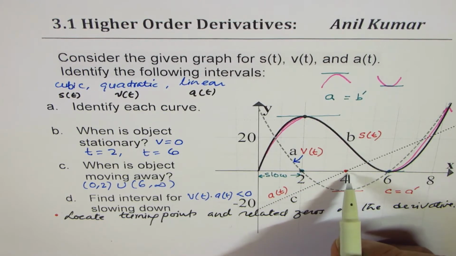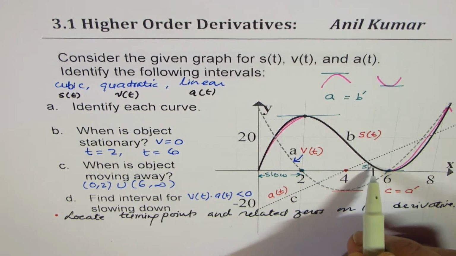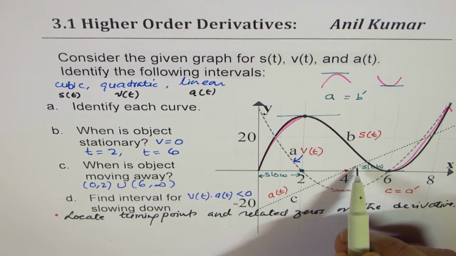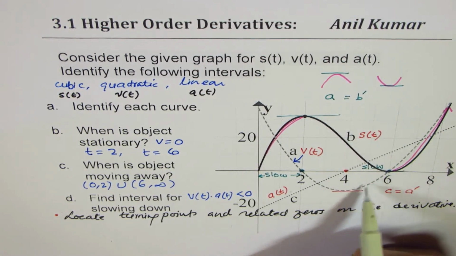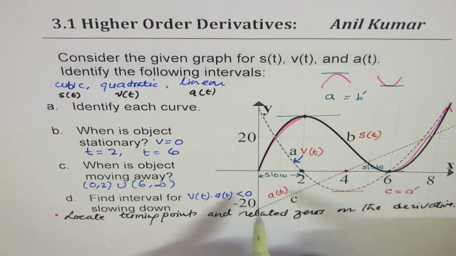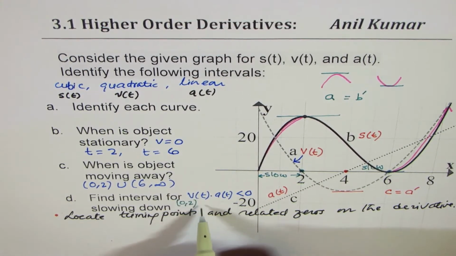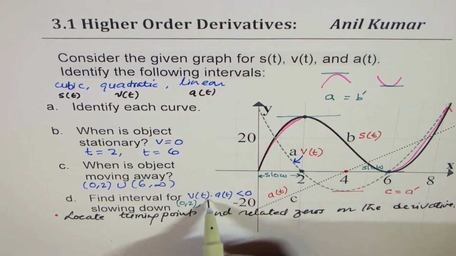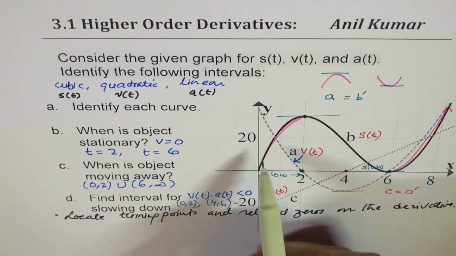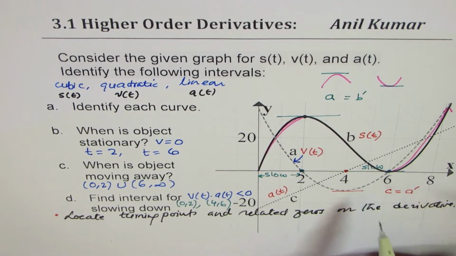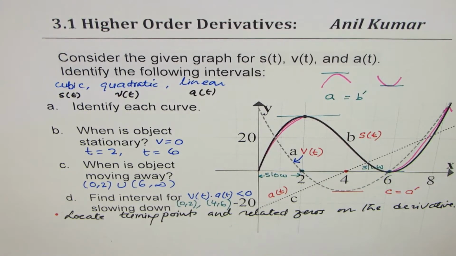Now, in this portion from 4 to 6, it is again slow down since acceleration becomes positive and velocity is still negative. Is it okay? So we have two intervals here. One interval is from 0 to 2 and the other one is from 4 to 6 when the object is slowing down. Perfect. So that is how we can answer these questions from the graph. I hope you find it very important and useful. Feel free to share your comments and views.